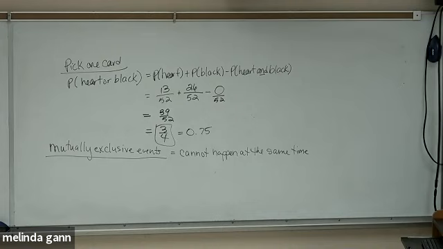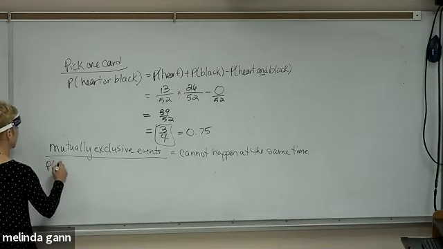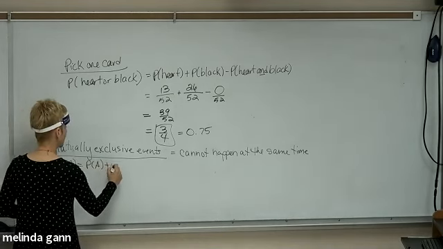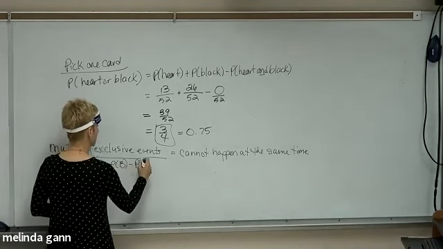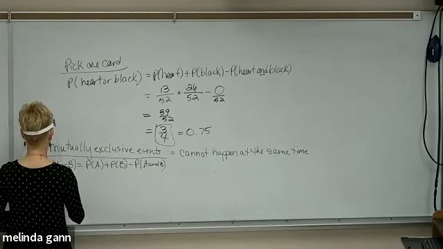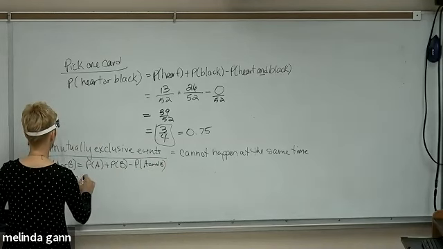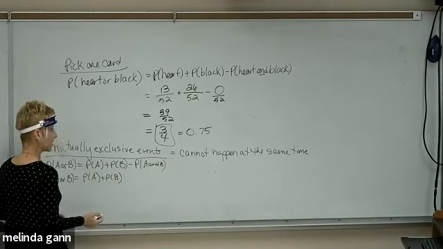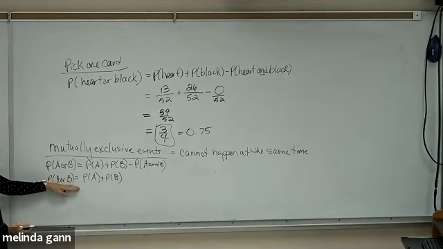Now, your book has two different formulas. Okay? Your book would say that the probability of A or B is the probability of A plus the probability of B minus the probability of A and B. And then it's got a separate formula. The probability of A or B is the probability of A plus the probability of B. And it says to use this formula when it's mutually exclusive and use this formula when it's not mutually exclusive.